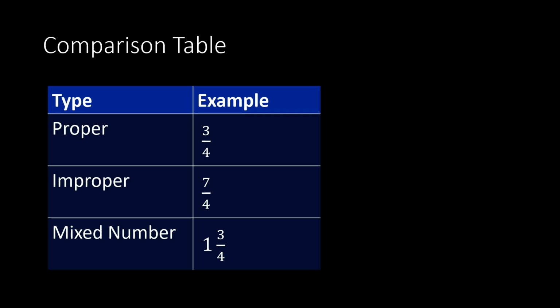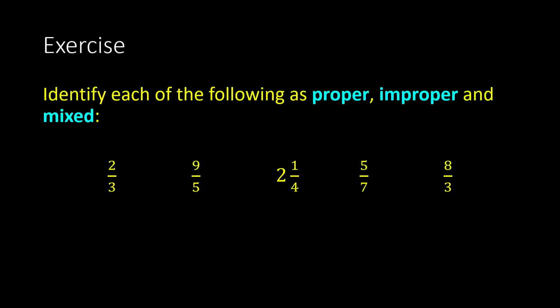This table summarizes the 3 different types of fractions. Make sure you can recognize each one. An example of a proper fraction is 3 over 4. An example of an improper fraction is 7 over 4. And an example of a mixed number is 1 3/4. Now pause the video and have a go at this exercise. Press play when you're ready to view the solutions. Solutions are coming up shortly.